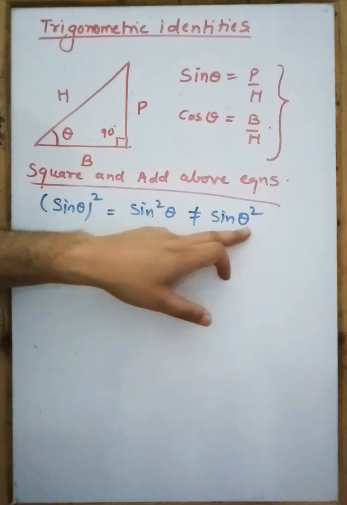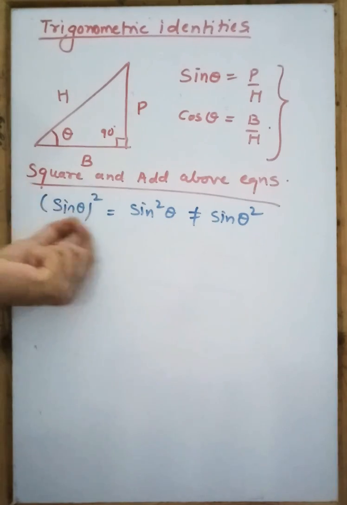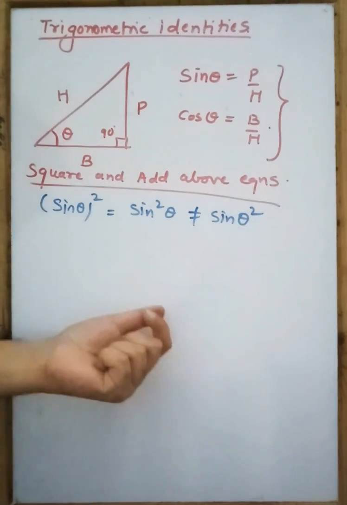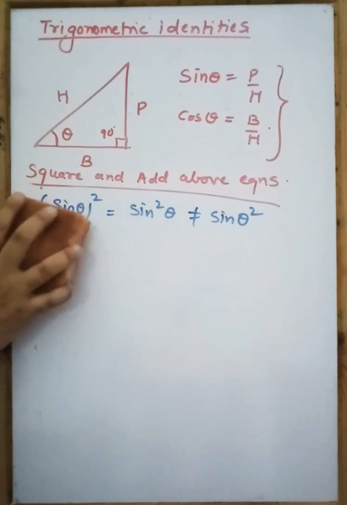This means theta square is in the angle. You have to square sine theta. We do not have to square the angle of sine. So this is a different thing, okay? Be very careful, not just with sine, with other t ratios also.